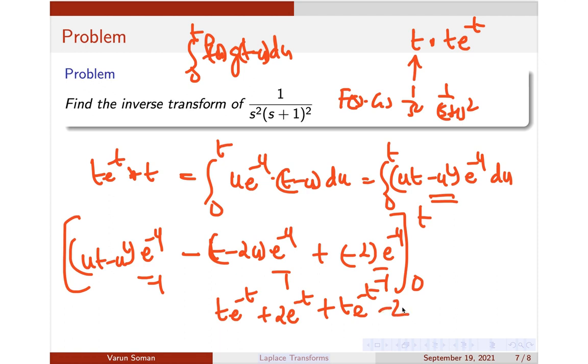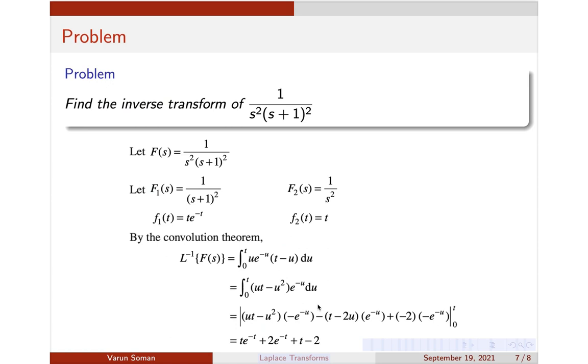Just be careful here. It is a small mistake here: when you substitute u as 0, this one will be simply 1, so it will be simply plus t only. So it is t e raised to minus t plus 2 e raised to minus t plus t minus 2. Just check it out. So that is the method. Okay, that's correct.